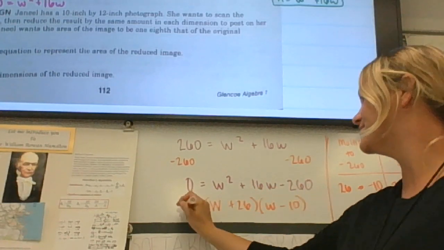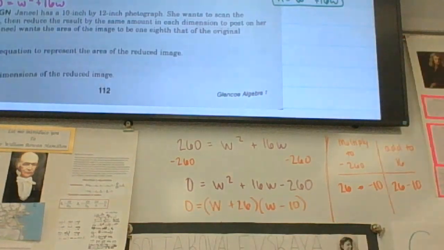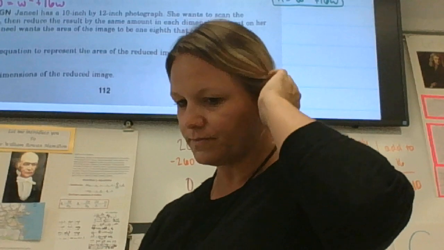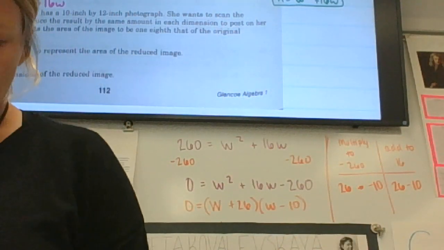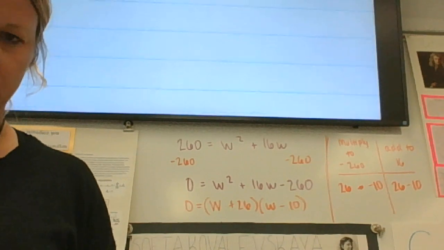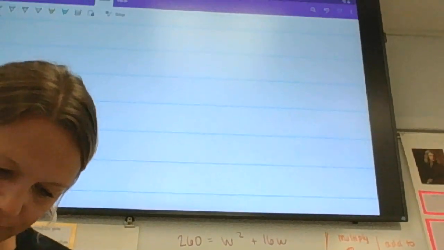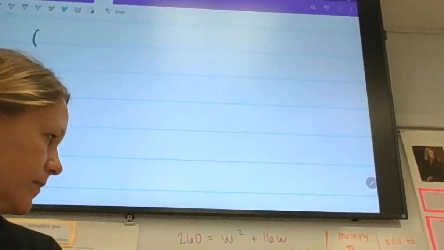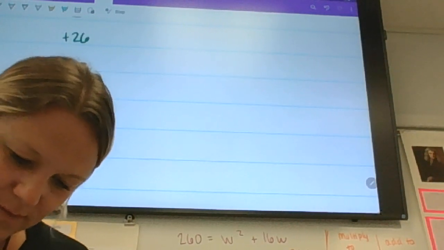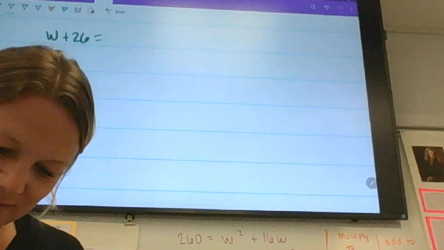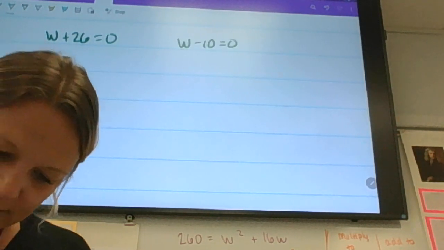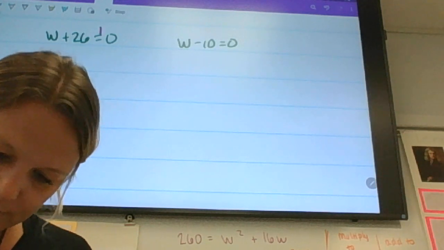I think that's it for Bower. This isn't even the answer. Well, I know it's not the answer, don't you? You still have to solve it. You still gotta write W plus 26 equals 0 and W minus 10 equals 0. So it would be W equals negative 26 and W equals 10.